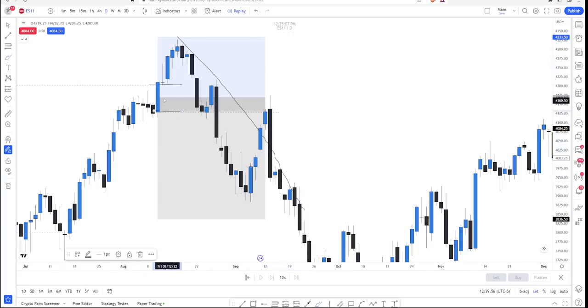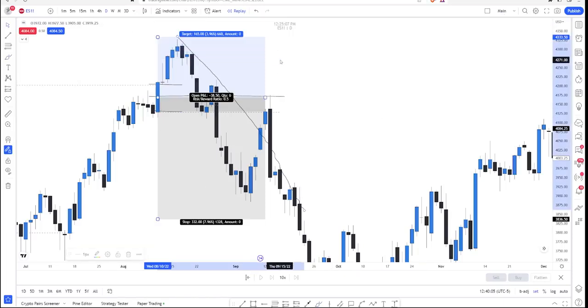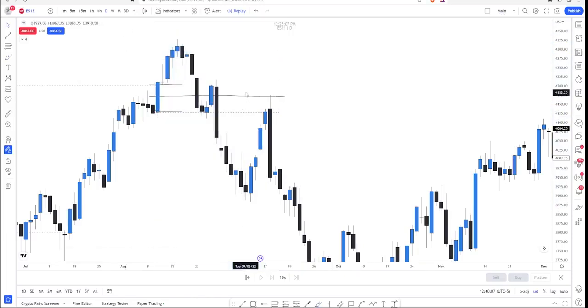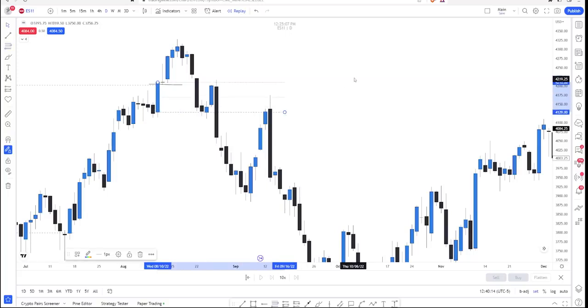So if these buy orders right here need to be mitigated, they're going to have to push price back into that zone. Oftentimes it's going to be to the equilibrium of that zone. Not always, but oftentimes it's going to be to the 50% line. So if we look at this example, it barely passed it. And you notice this was on a day that we had high impact news. That's why I think that was where the mitigation needed to occur.